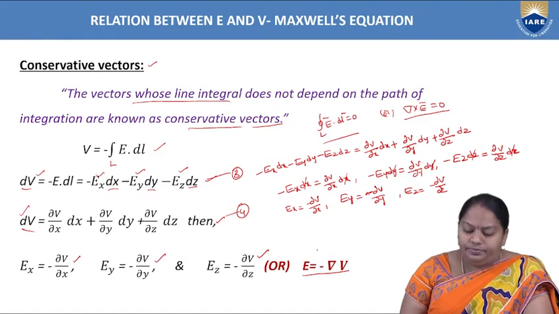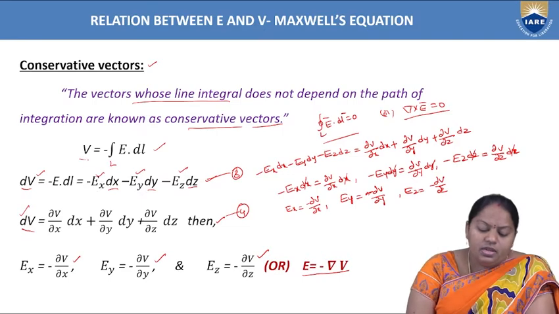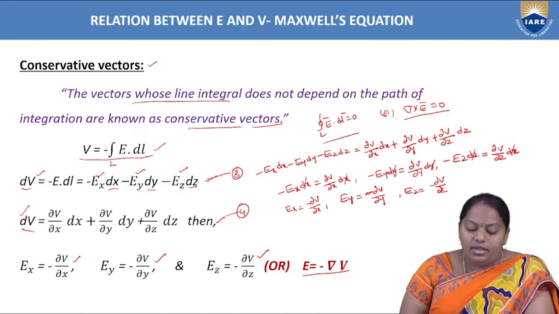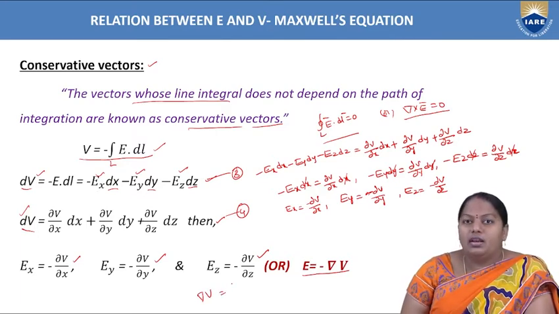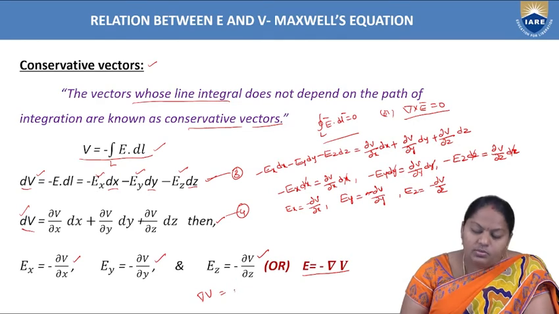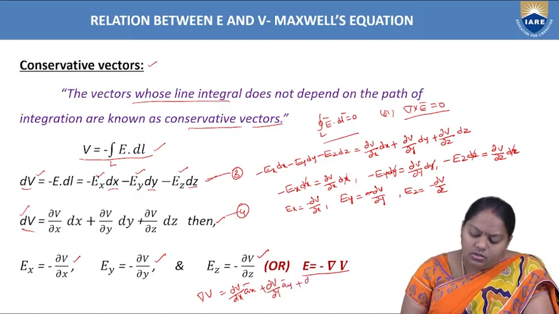So if you consider the integral form, the relation is V equal to minus integral L E dot dl, and for point form that relation is given by E equal to minus del V. And we know that del V is denoted with the gradient of a scalar, and we can express this in terms of the Cartesian or rectangular coordinate system. The formula is given here: del V equal to ∂V/∂x into ax plus ∂V/∂y into ay plus ∂V/∂z into az.